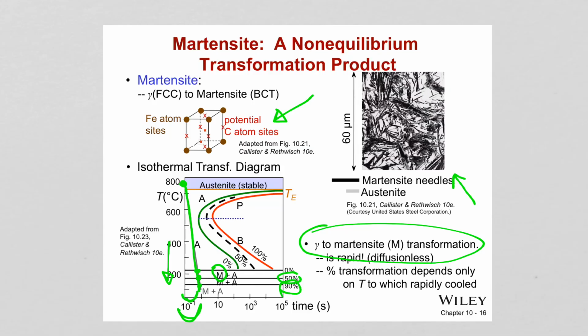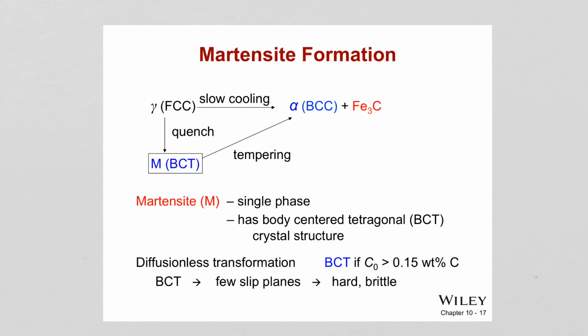And if we look under a microscope, martensite looks like needles, and the background is the austenite. And this is a very hard structure. The horizontal lines for the martensite here indicate that the martensite transformation is independent of time. It is just a function of temperature. So if you have austenite and do slow cooling, you form the pearlite, which is alpha ferrite plus cementite. This is what we see in the phase diagram.